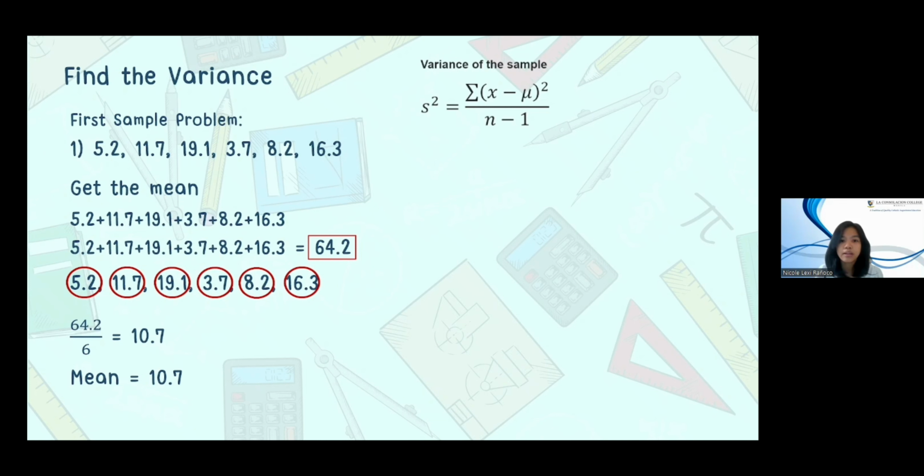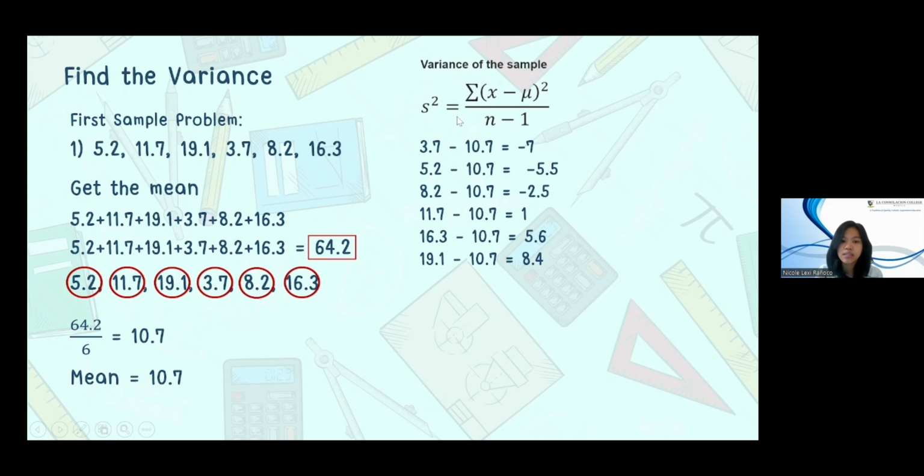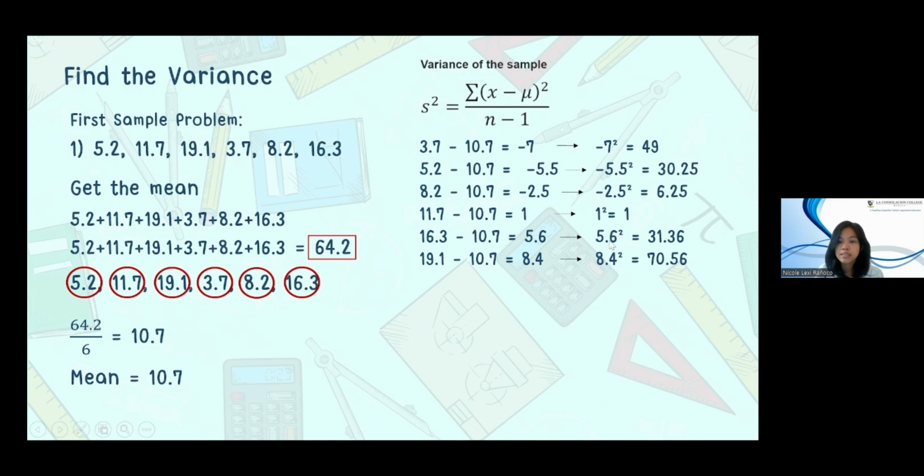Now that we have the mean, we can calculate the difference between the given values and the mean. Therefore, it is still the same values. I just arranged them in ascending order. As you can see here, I subtracted each value to the mean. After finding the deviation or difference, identify the square of each deviation. So I squared the answer.